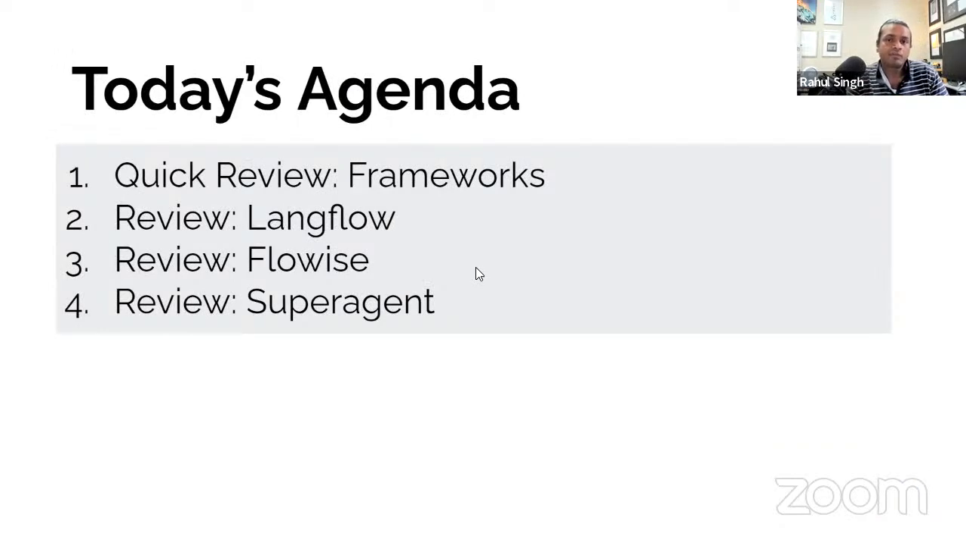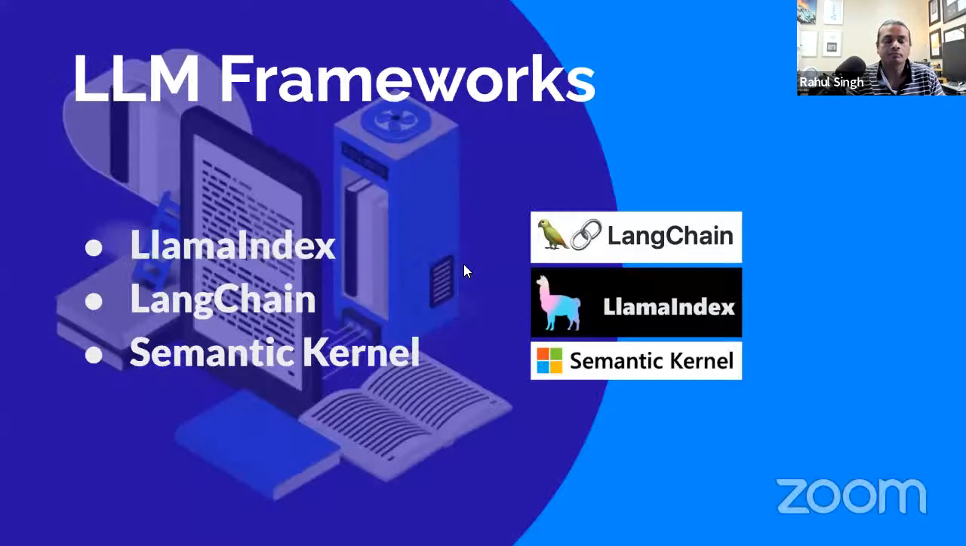And after we review the frameworks, we're going to go into each of the tools: Langflow, Flowise, and Superagent. LLM frameworks, there are probably a lot more than these that I'm listing: Llama Index, Langchain, Semantic Kernel. But these are the ones that are the most popular, that are in the ethos of people doing prompt engineering. If they're making agents, they're generally using one of these tools.